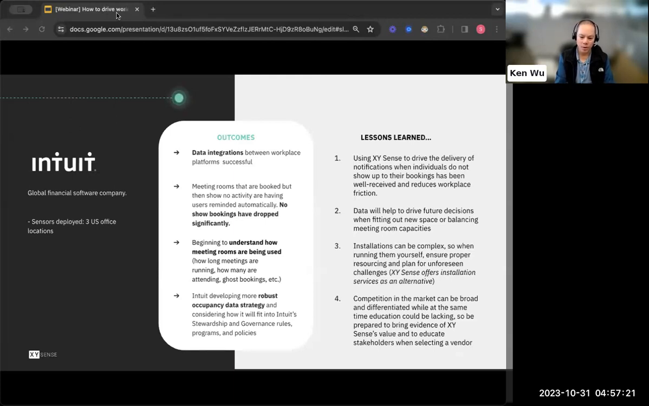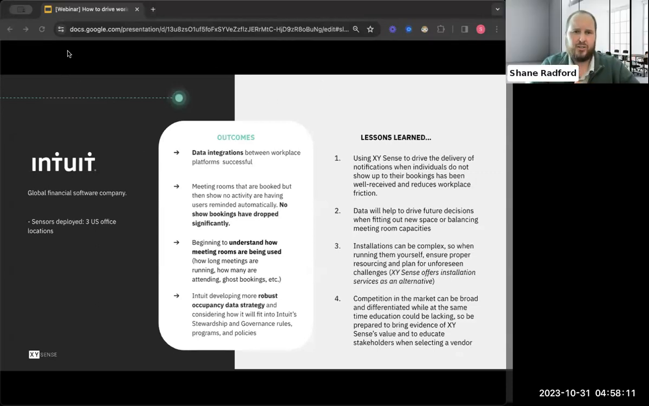And the final point is the complexity of the installation. There were some logistical challenges that we had to get through, and so making sure you have proper resourcing and building out your project plan to account for challenges that you might find might be a useful tactic for you as well. And XYSense does have installation services that could be utilized instead of doing it yourself.